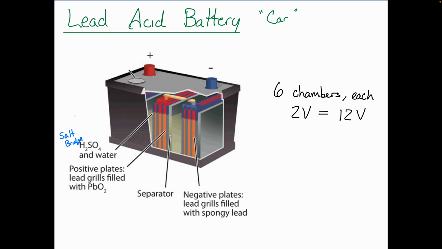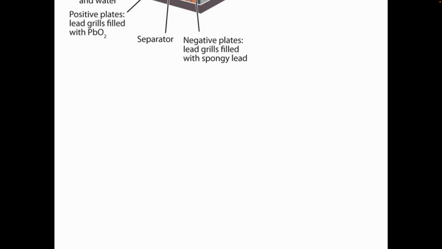Okay, so again, let's just take a look at our half reactions here. It's called a lead acid battery, because lead's an important component of both. One is going to involve lead oxide, and the other one what they call spongy lead, which is just kind of a porous solid lead. All right, so let's do our same game here. Let's look at these half reactions.